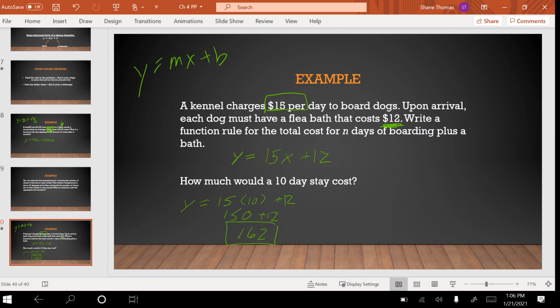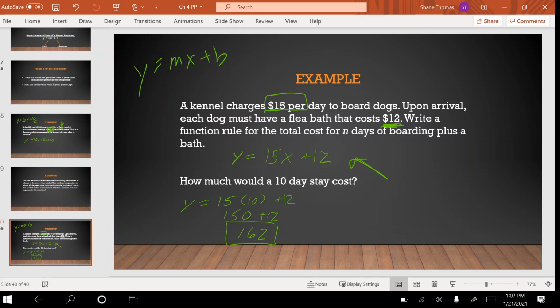Now, here's the thing. This equation up here covers you for every case. It covers you for 3 days. It covers you for 150 days. Yes, this is a very, very simple problem. Yes, you could have done that. But this is going to be covering you for all the time.